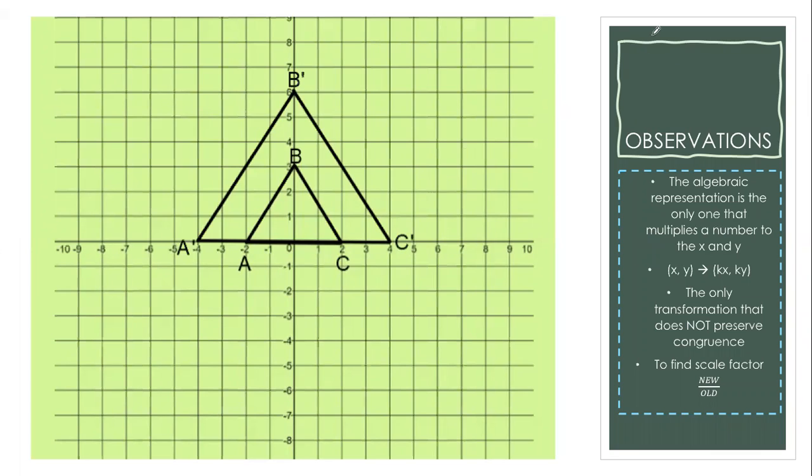So this is just me drawing something. What I want you to notice is kx, ky. This is the last blank on your paper. Dilation is the only transformation where the algebraic expression is multiplying by a number. So this is the only one that has a number multiplied to the x and to the y.